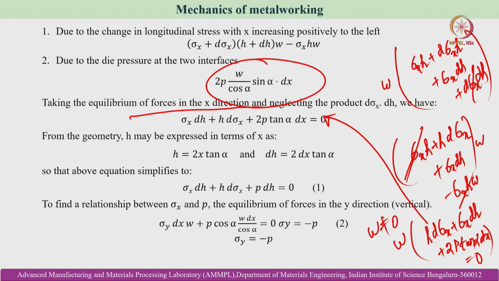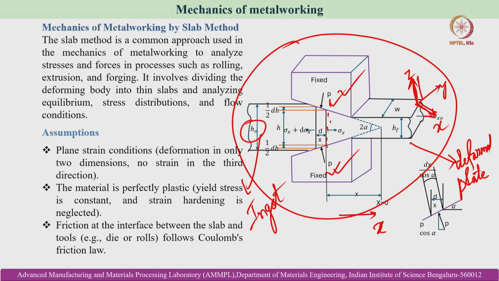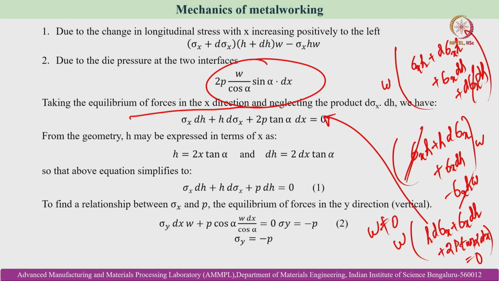So, from the geometry, h may be expressed in terms of x as h is equal to 2x tan alpha. You can see it from this free body diagram that is shown over here. So h is equal to 2x tan alpha, that means dh is equal to 2 dx tan alpha. If we put this expression over here, the above equation simplifies to 2p tan alpha dx. We know that dh is equal to 2 dx tan alpha, so it becomes sigma x dh. So from here we are getting h d sigma x plus p dh is equal to 0.